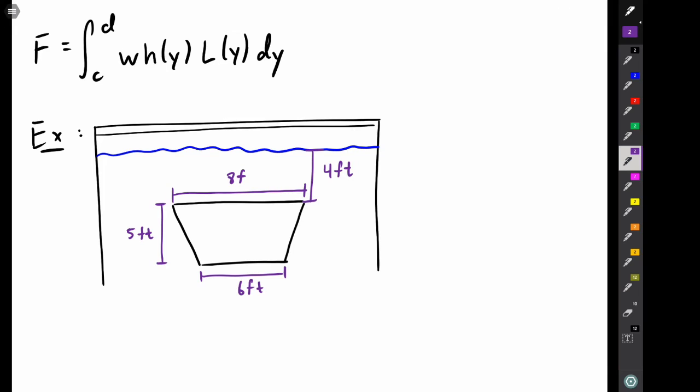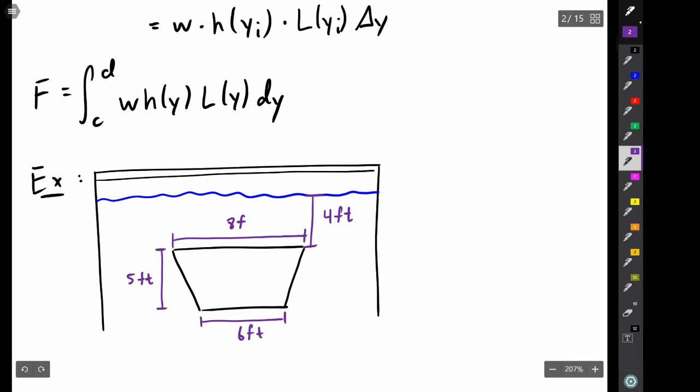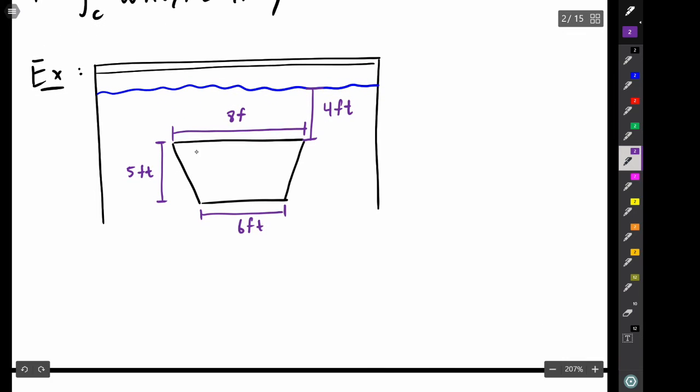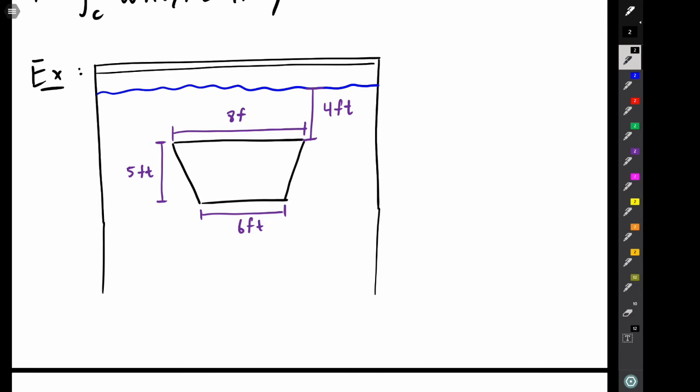Okay. So given that information, we want to figure out the total fluid force exerted on one side of this dam, of this dam gate right here. So how do we find the depth function here? Let me keep drawing this down here. In other words, where do we want to put our coordinate axes?